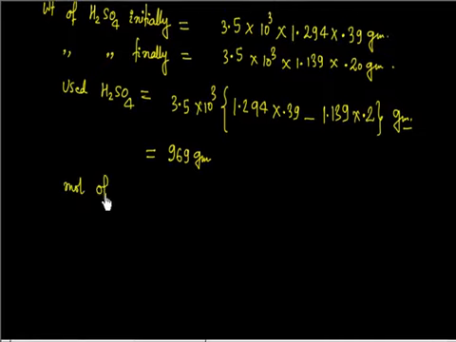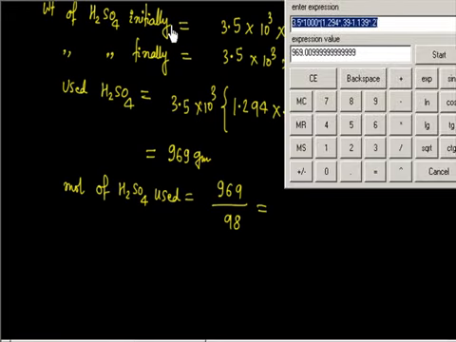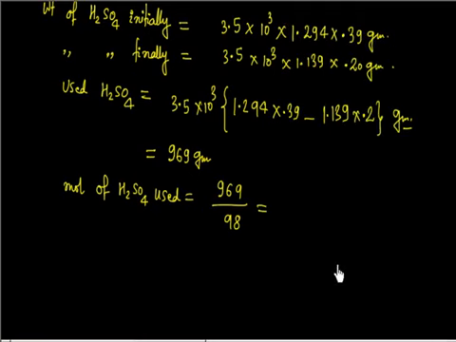So the mole of H2SO4 that is basically used will be equal to weight divided by molecular weight. So 969, and the molecular weight of H2SO4 is 98. You can calculate this one. Are you getting or not? So this value is 969 divided by 98, which is 9.887 mole. So this is the mole of H2SO4 that has been used.